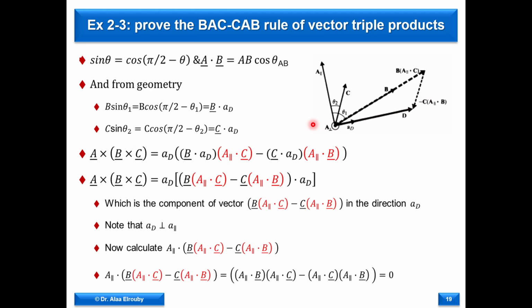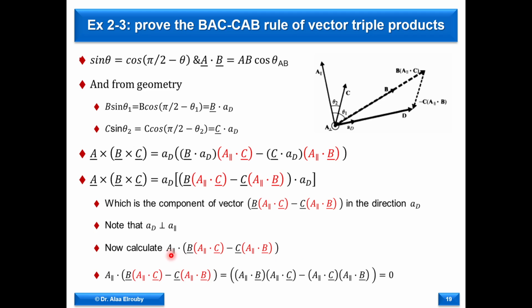We know that AD is perpendicular to A parallel. So now we're going to see why that is. Calculate the A parallel dot product with this vector. Just go through the operation, you will find this equals 0. When two vectors have a dot product of 0, it means that the two vectors are perpendicular to one another. This is one of the properties of the dot product.